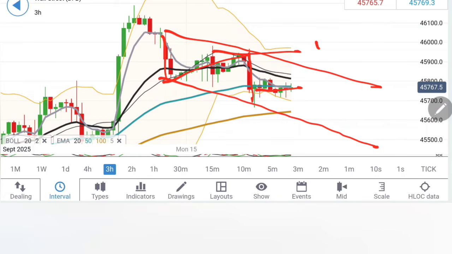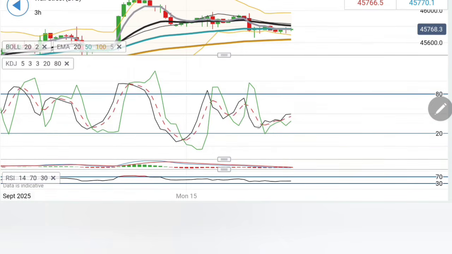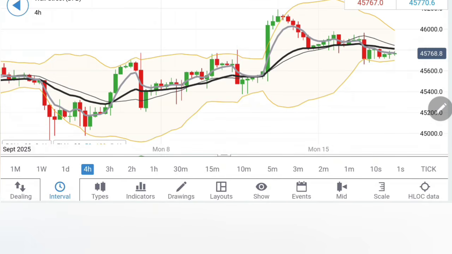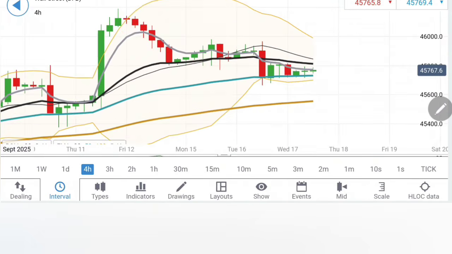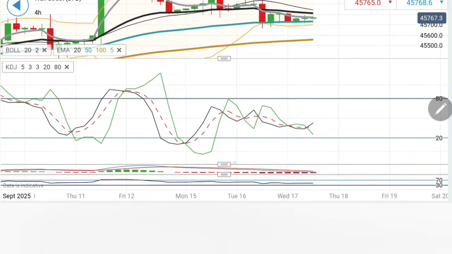Very, very important for US30 to trade beyond 45,950. As long as 45,950 is not taken, do not treat this as bullish. As long as 45,950 is not taken, at least 45,600 is assured here. Stochastic rising, MACD staying bearish, RSI flat. On the 4 hour charts also similar observation here. Right now the 50 period is offering it very good support, and that is why I say you have to wait for 45,700 to be taken in order to confirm any kind of bearishness.